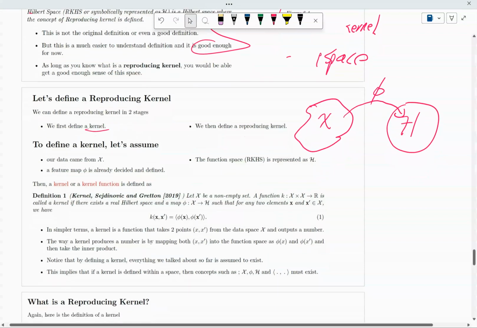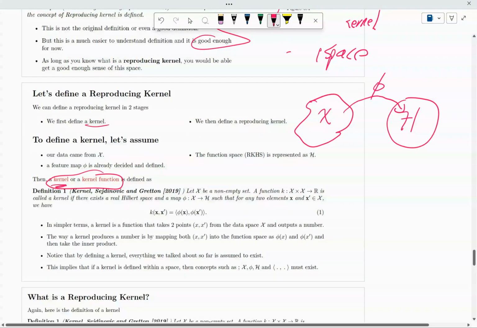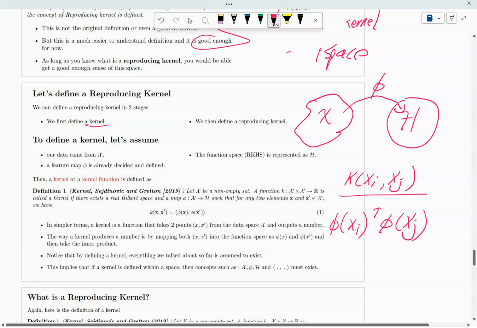Then a kernel, or a kernel function, is a function that basically takes two values. Remember, functions very often take one value, but a kernel function is a function that takes two values. The way you evaluate this function is you take the first value and map it to the RKHS, the function space, and you take the inner product with the second one. So this is the definition of a kernel. You essentially have two points, 1 and 2. You map them both here. And once you have the two points here, you take the inner product, and that is equal to the result. Okay? So this is the function.